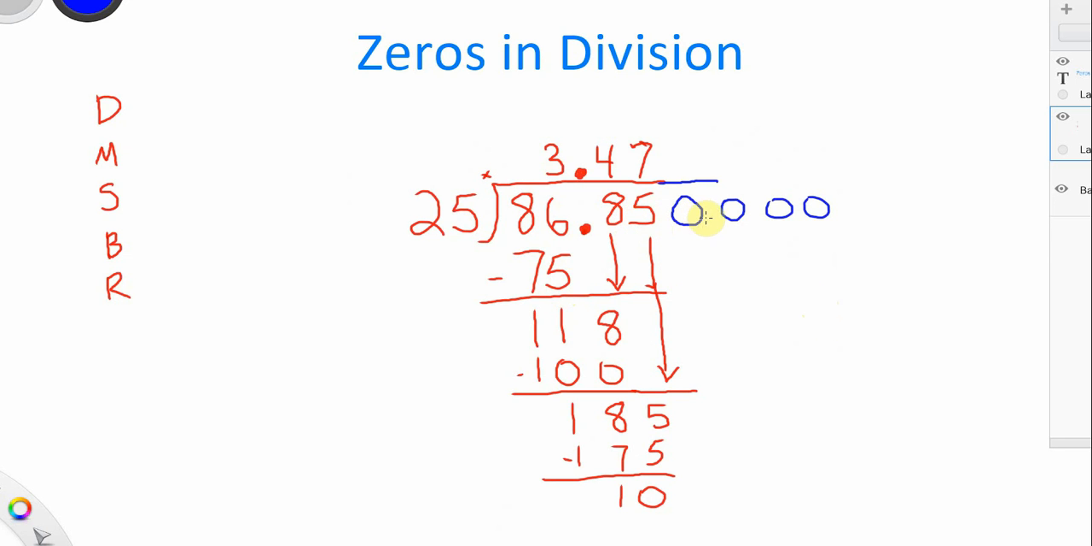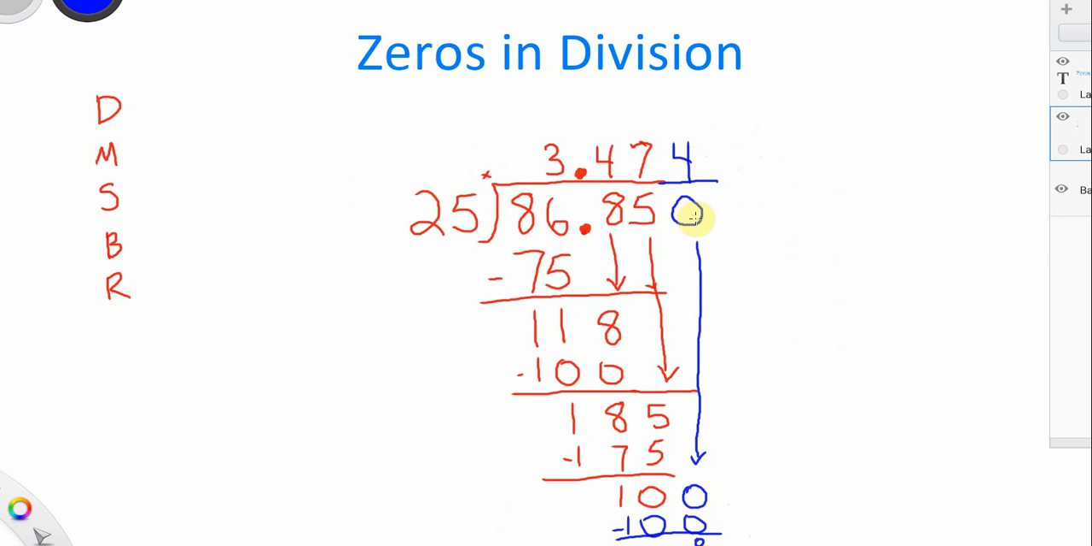85 hundredths is the same as 850 thousandths. So after a decimal, when you add a 0 to the end, it actually doesn't change the value of that decimal, remember. So now I can bring down one more 0 here. And now I have 100. And how many times does 25 fit into 100? 25 fits into 100 4 times. And 4 times 25 equals 100. And if we subtract that, we are left with a 0. So there's no remainder now, and that's a good thing. So our answer is 3 and 474 thousandths.